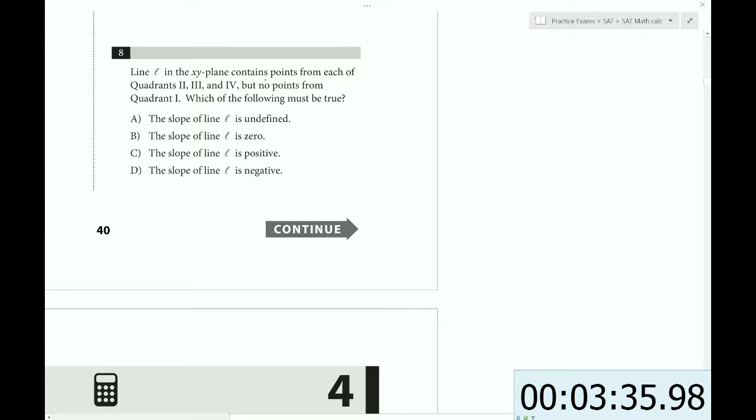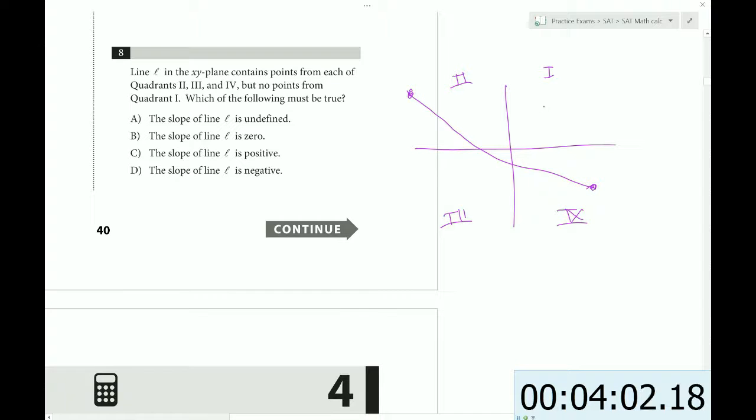Line L in the XY plane contains points from each of the following quadrants, but no point from quadrant 1. Which of the following must be true? Okay, so quadrants numbered 1, 2, 3, and 4, like this. And we are not in quadrant 1, so we are in all 3 of these quadrants, and it is a line. So one such line would be something like that. It's supposed to be straight. But the point is, let me just fix it. Okay, the point is that there's nothing hitting quadrant 1.